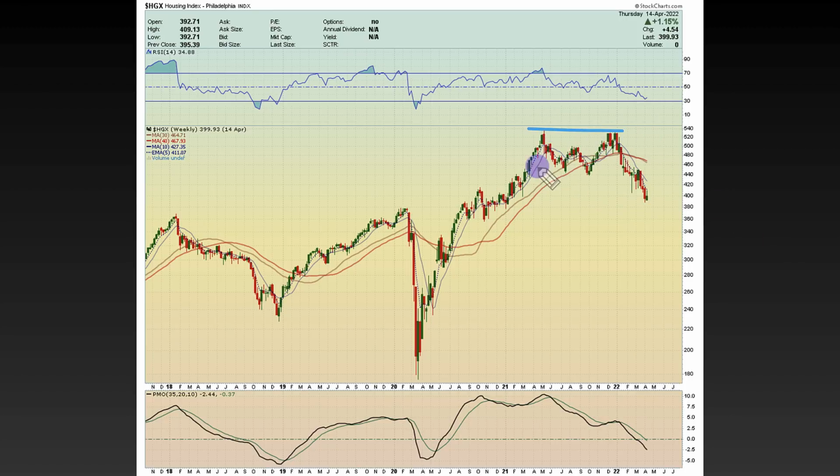And this could be distribution, and this could be the early stage here of a decline phase as we're below all those key moving averages. So be very careful here, because it's incredibly important.